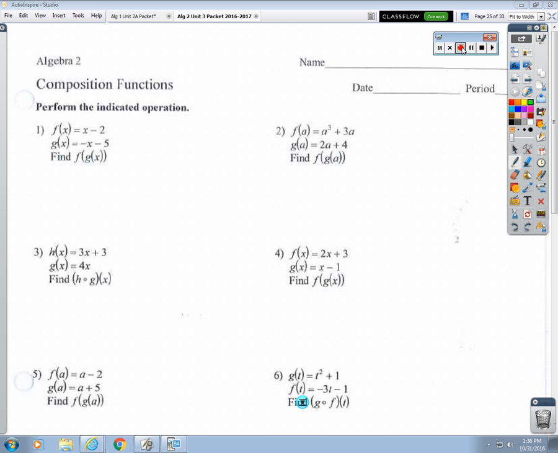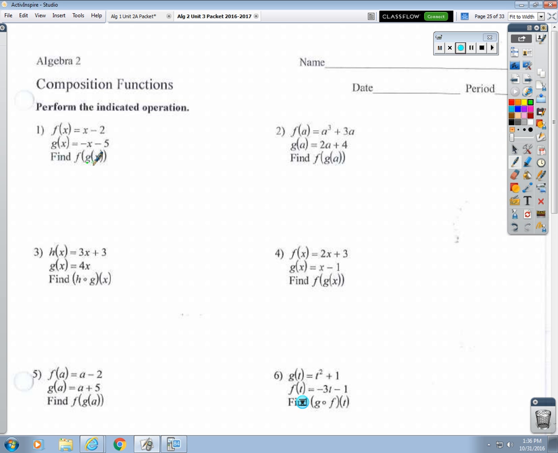We're moving on to something different called composition functions. Okay, see how normally it's f of x, but now they say to find f of g of x? Doesn't that mean they've replaced this x with g of x?